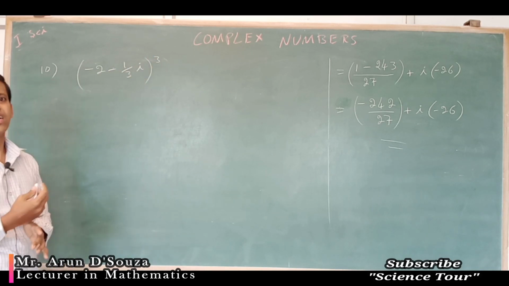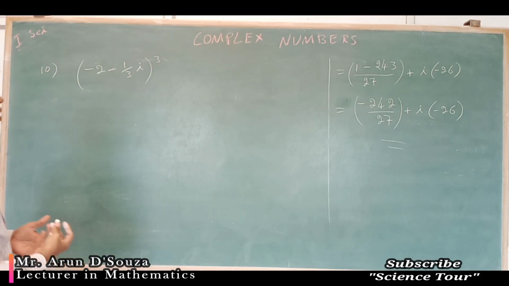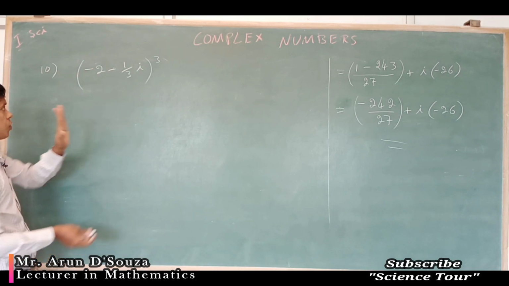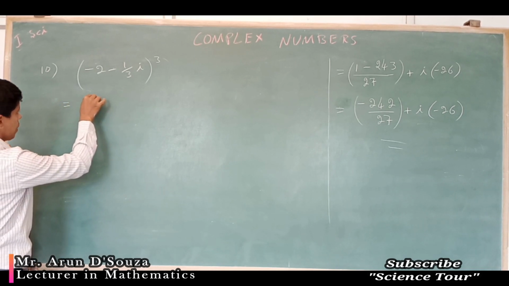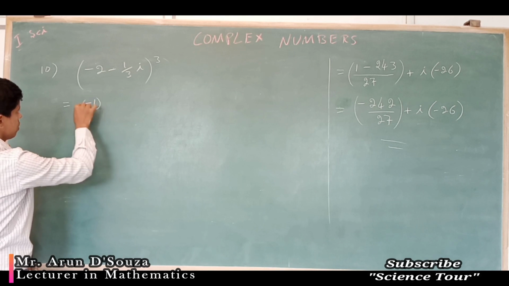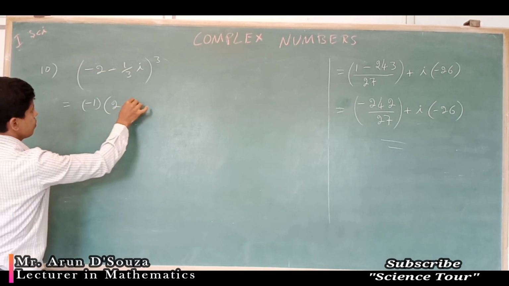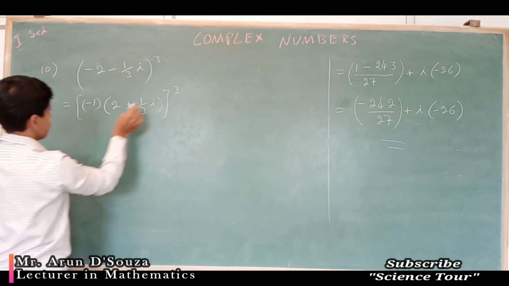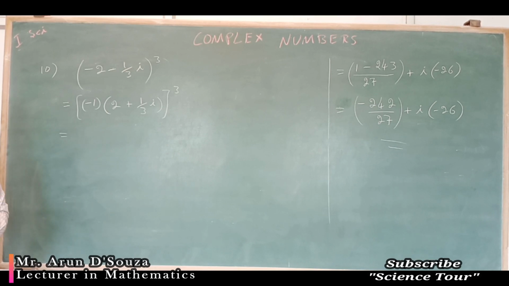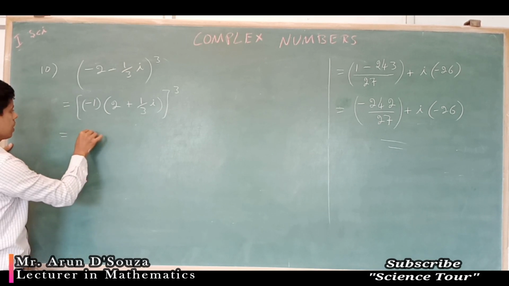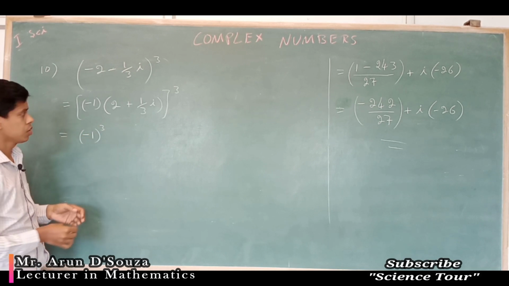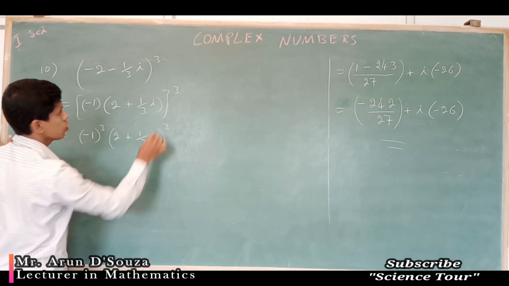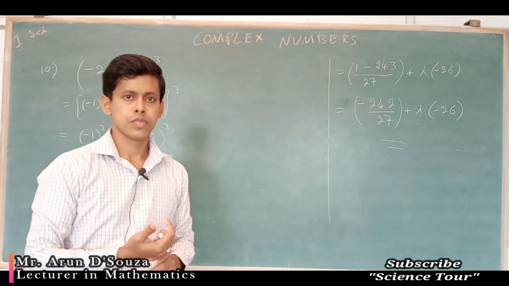So once again you can use the a plus ib form. I will tell you how. You can take this minus common. So this is minus 1 into 2 plus 1 by 3i and whole cube. Then you can do this like minus 1 whole cube and 2 plus 1 by 3i whole cube. I hope you understood this.